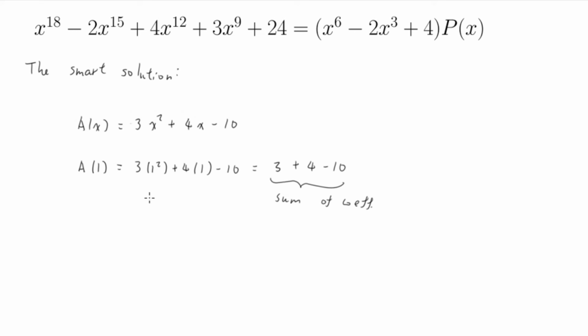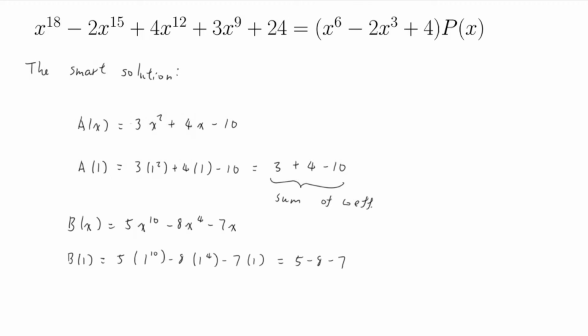If you're not convinced that this works every time, let's just try a different example. b of x equals 5x to the 10 minus 8x to the 4 minus 7x. And b evaluated at 1 equals 5 times 1 to the 10 minus 8 times 1 to the 4 minus 7 times 1. And this is exactly the same as the sum of the coefficients. The reason this works is that plugging 1 in basically gets rid of the variable, and all we're left with is the coefficient. And this is true for any polynomial.